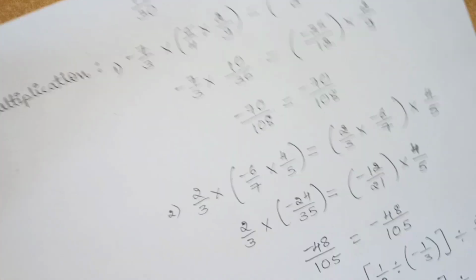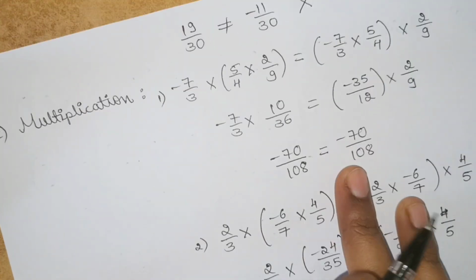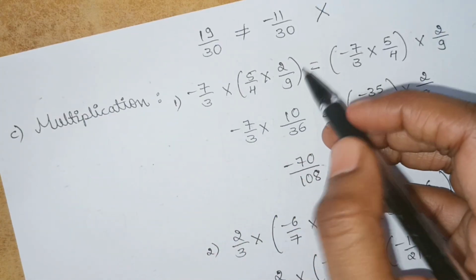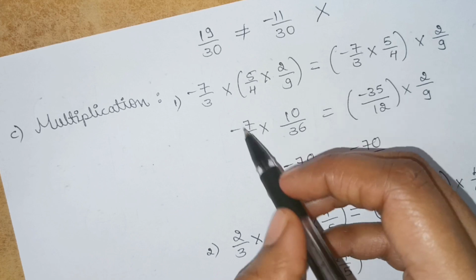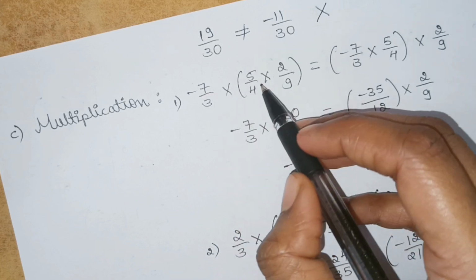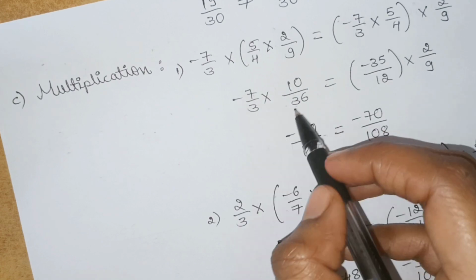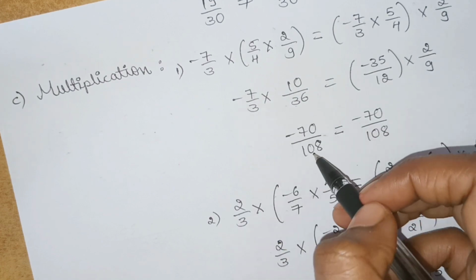Now let's solve for multiplication. In the multiplication, we have taken examples minus 7 by 3, 5 by 4 and 2 by 9. Let's solve these first. Minus 7 by 3 is kept as it is. 5 2s are 10, 9 4s are 36. So 7 10s are 70, minus is kept as it is. 3 into 36 is 108.